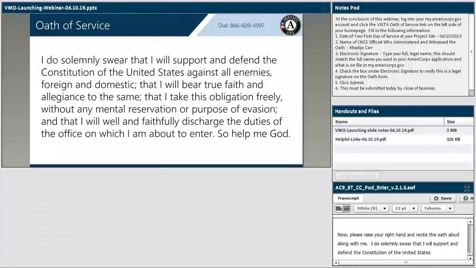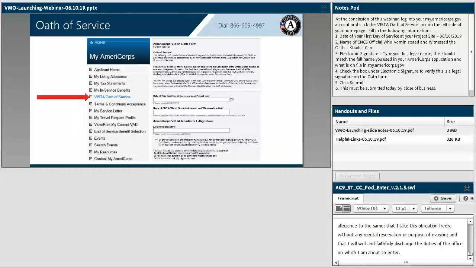I do solemnly swear that I will support and defend the Constitution of the United States against all enemies, foreign and domestic, that I will bear true faith and allegiance to the same, that I take this obligation freely without any mental reservation or purpose of evasion, and that I will well and faithfully discharge the duties of the office on which I am about to enter.